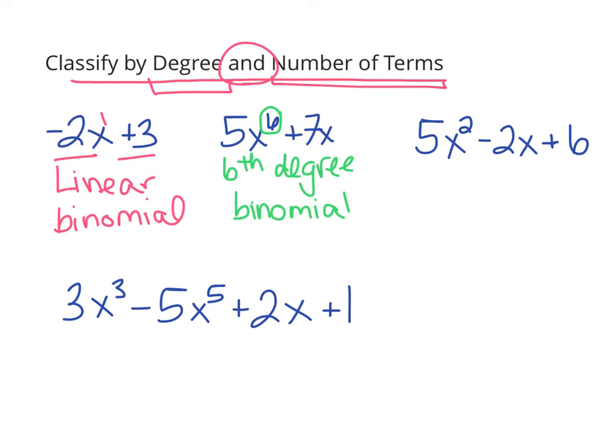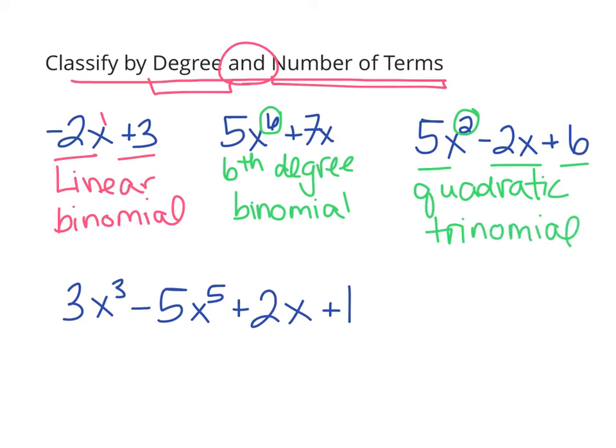Next one we already talked about on the previous slide. This is a quadratic, 1, 2, 3 trinomial. So the quadratic is coming from the fact that the highest power on the x is 2, and the trinomial is coming from the fact that it has 3 terms. Last one, 1, 2, 3, 4 terms, and if you look, I know it may seem like that 3 is going to be the highest power, but it's actually this 5 because this example is not in standard form.